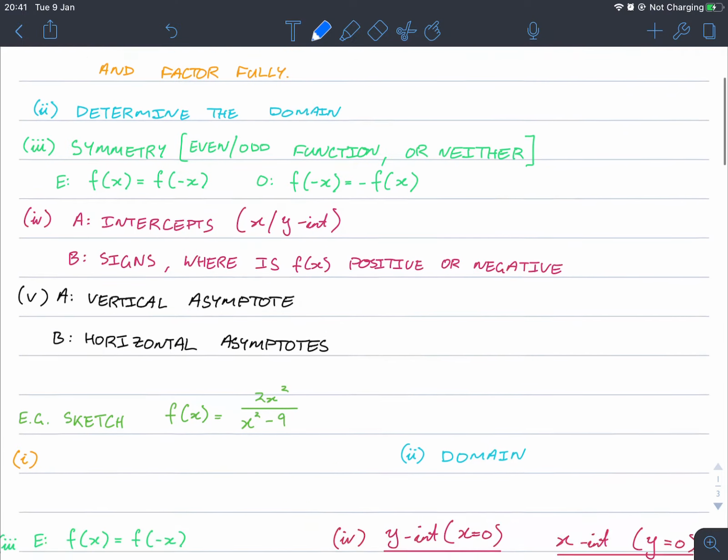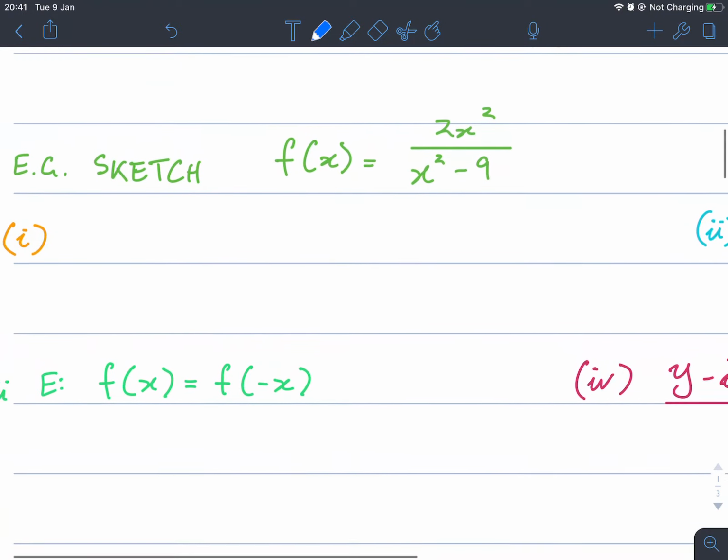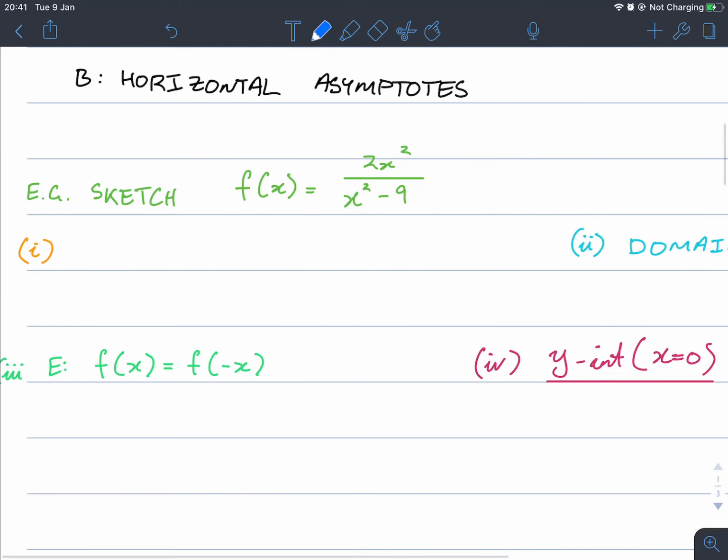factoring fully. So here's our function, f of x equals 2x squared over x squared minus 9. If we somehow had, let's say, plus 1 on x, we'd have to get a common denominator and add these together. But fortunately for us, we don't need to do that. All we need to do is actually factorize this expression here.